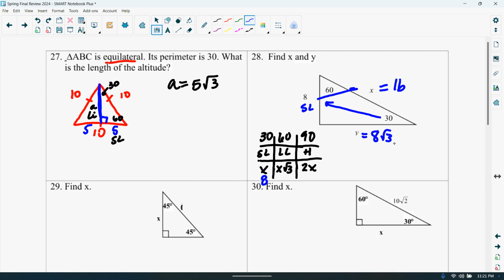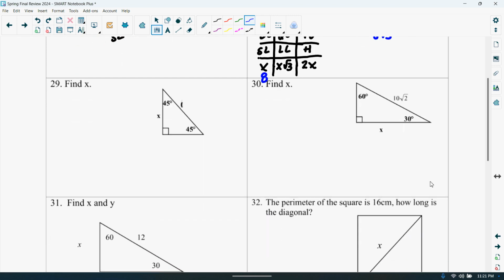Okay. Now for 45, 45, 90, this is when we have to remember the two legs are congruent because we have two congruent angles with the 45. So these two are the same, X and X. And this has X root 2. And this should have been 12 here, that's what's missing.